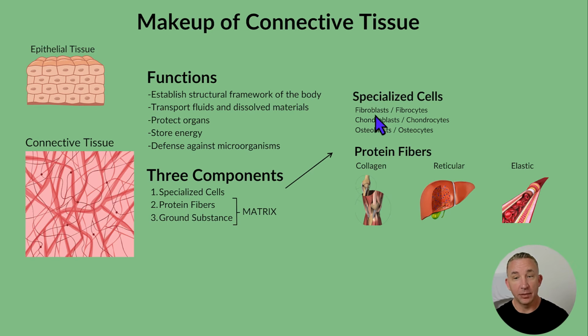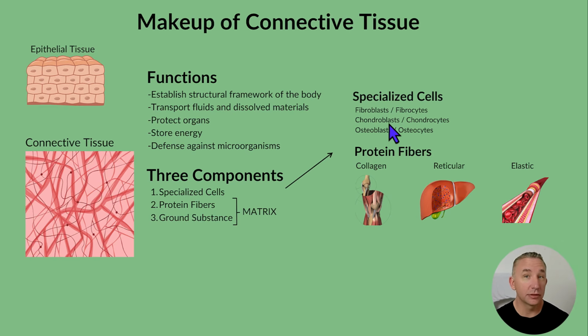So for the fibroblasts, they're making fibers. The protein fibers are made by the primary cells called fibroblasts. We tend to see them more in connective tissue proper. Remember connective tissue proper, fluid, and supporting from our last video. So fibroblasts are making fibers.